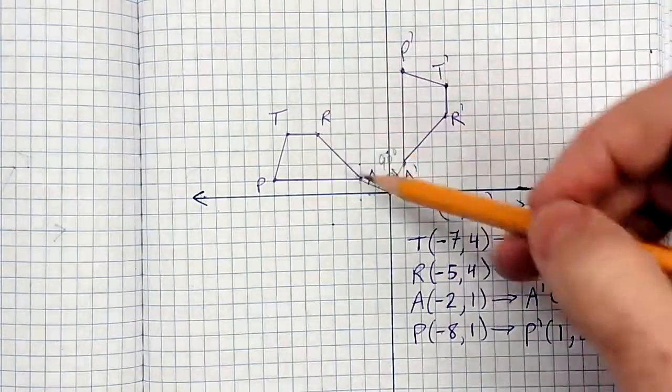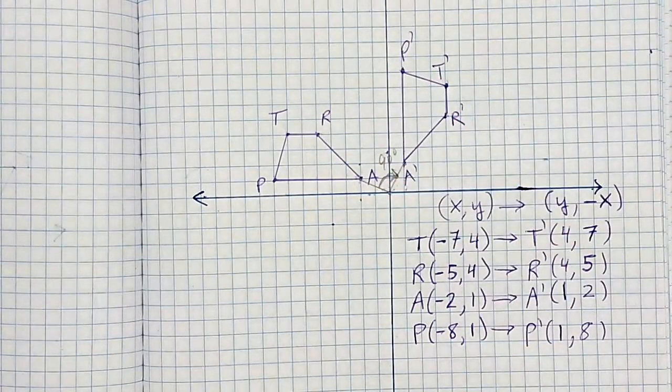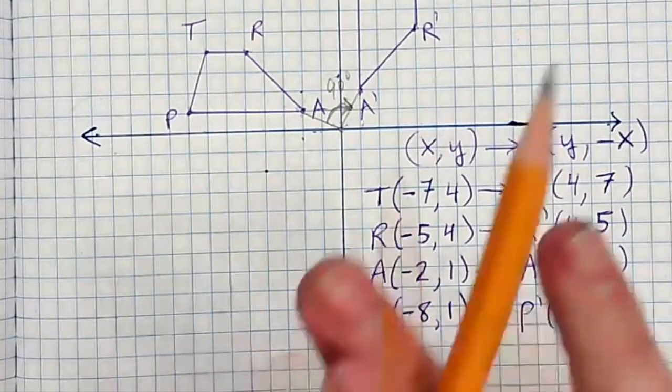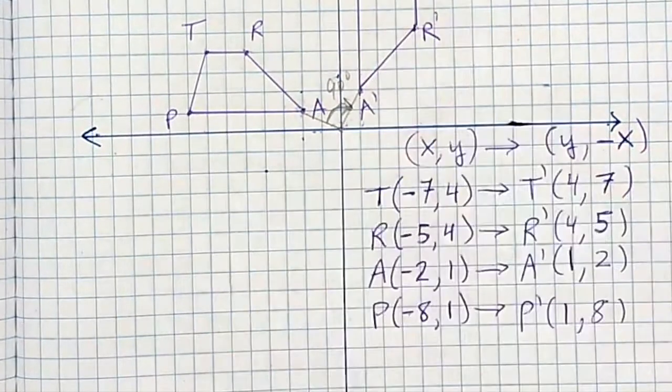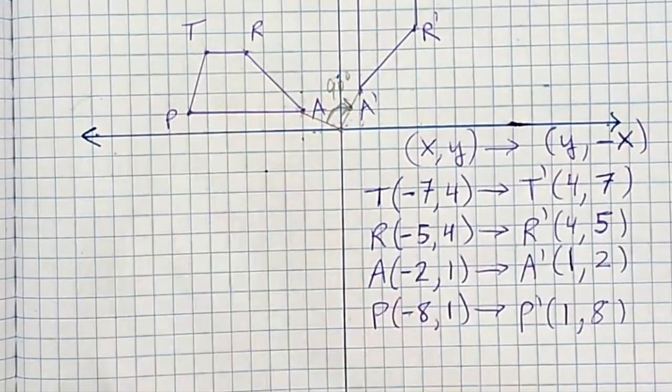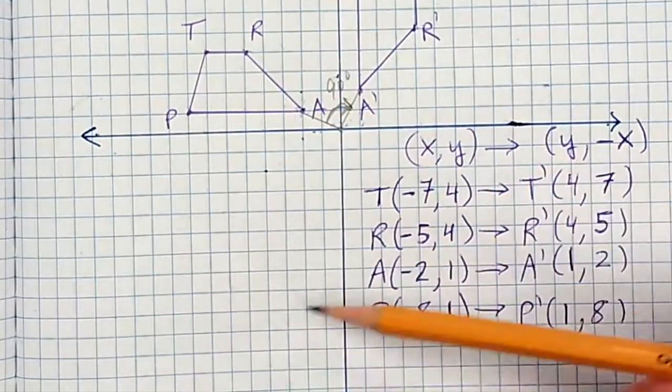Right? If you can plot those points without using the rule, that's perfectly fine. If you use the rule, that's okay as well. One last thing. What if I wanted to change this to a 90 degrees counterclockwise rotation? Where would TRAP end up? It would end up down here in the third quadrant.